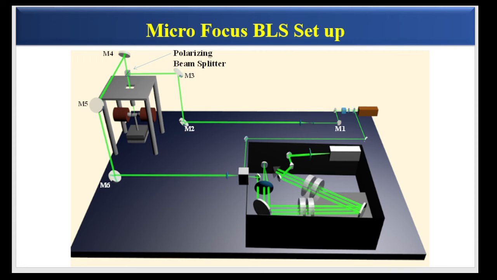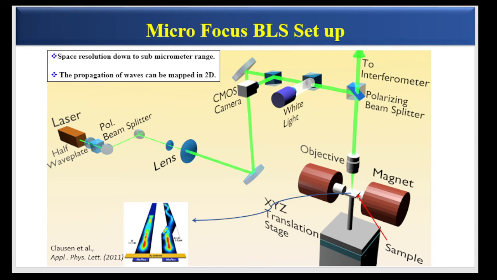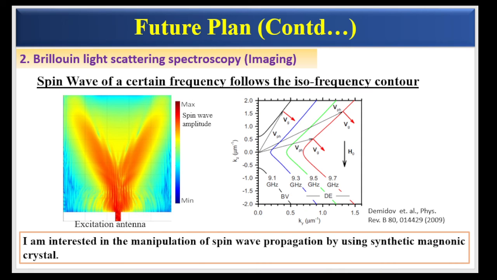I also want to build a micro-focused Brillouin light scattering imaging setup. Here, using a microscope objective, we can spatially map the propagation of spin waves of different frequencies in a real magnonic device, which provides a handle to control it.